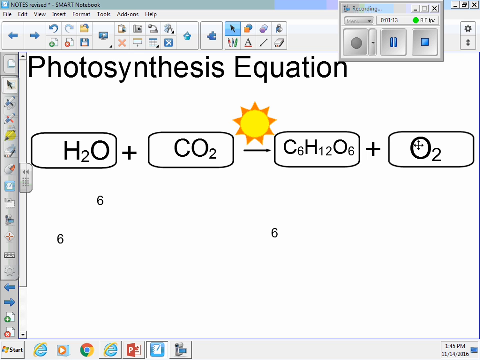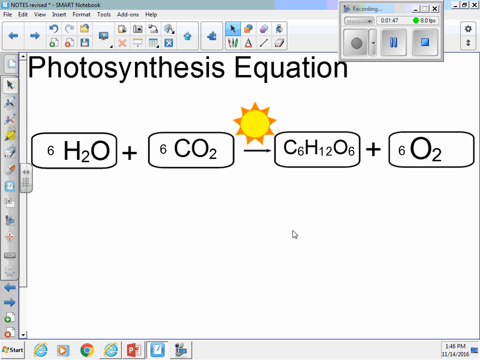Now, this is good for a basic equation, but when we look at it a little bit more closely, we need to understand, well, where did these 6 carbons come from in glucose? We've got 12 hydrogens and 6 oxygens. Well, if you do the math right now, it doesn't add up. So for this equation to actually take place, to make one glucose molecule, we need 6 water molecules, 6 carbon dioxide molecules, and we'll end up with 1 glucose molecule and 6 oxygen molecules. That's what we would call a balanced equation.